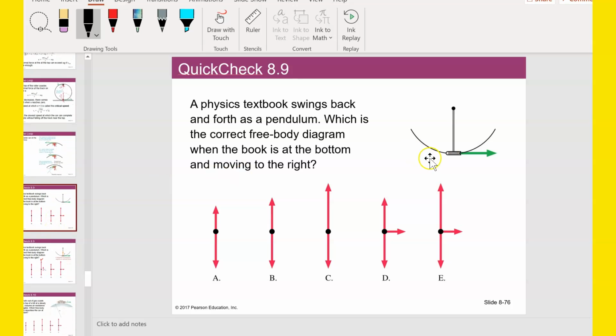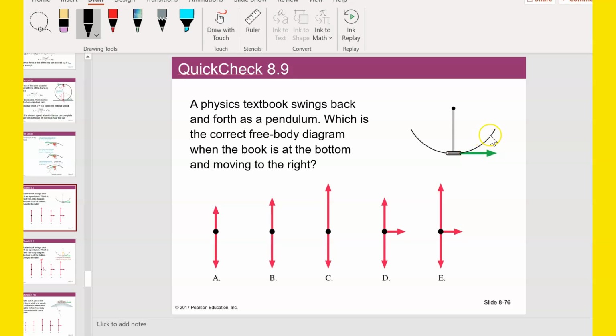Quick check 8.9. All right. A physics textbook swings back and forth as a pendulum. Somehow you've got a string or something attached to this physics textbook so it's swinging back and forth. Which is the correct free body diagram when the book is at the bottom and moving to the right? All right, the only forces acting on this book are tension and gravity. So D and E can't be right. So which one of these is it? The question is, is the tension greater or is gravity greater? Or are they equal?